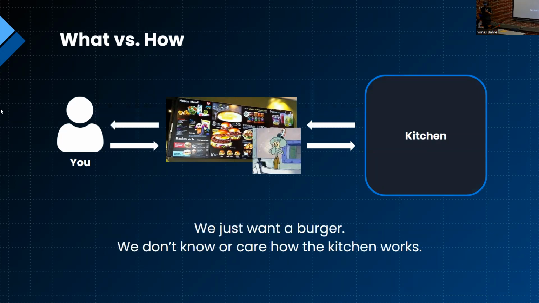Now, us as the client, as a customer, we don't know or care about the internals of the kitchen, right? We don't care what ingredients went into the burger. We don't know what stove they use. We don't know what kind of grease they use to fry it. We don't know what kind of oven they use to cook it. We don't care about any of that. We just walk up and say, give me this item off the menu. I want my food. And they give it to us.